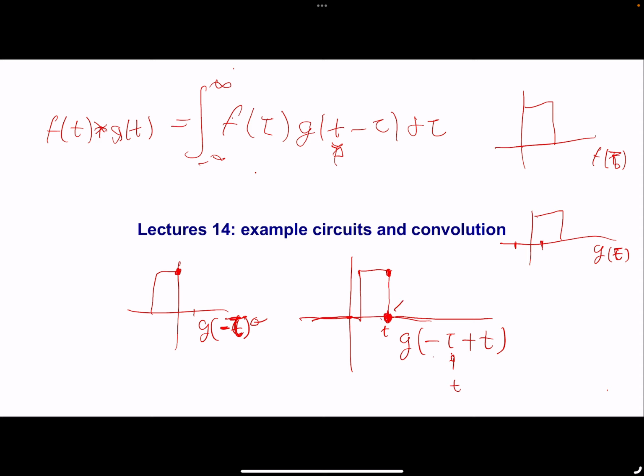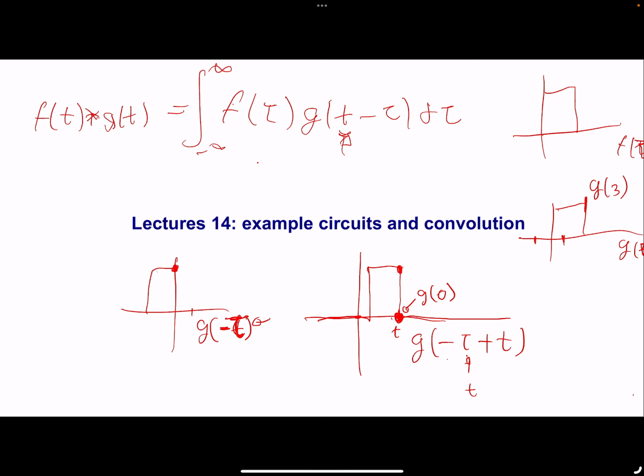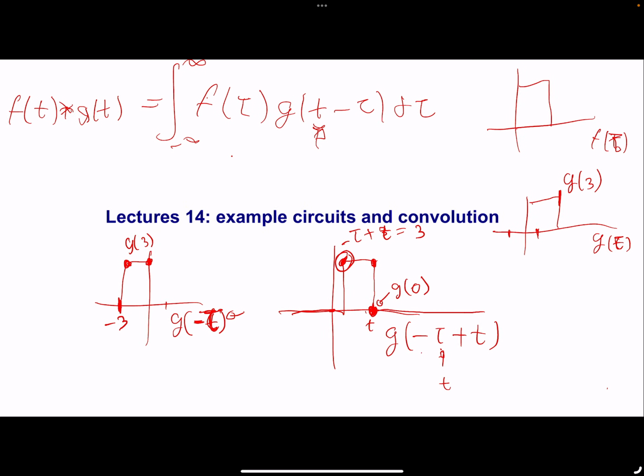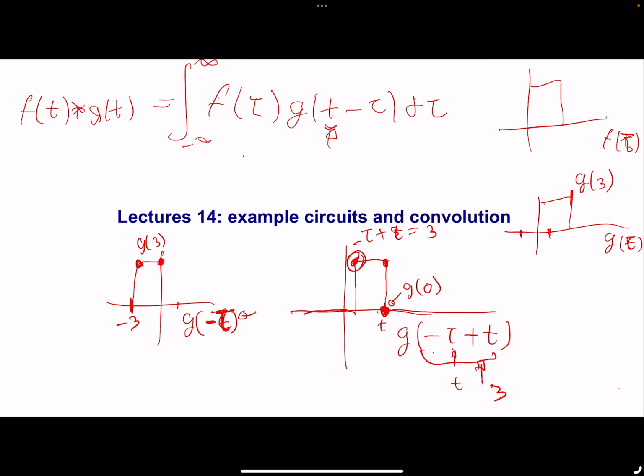So basically, this corresponds to g of 0. And let's say this is g of 3. Well, since this is g of negative tau, this corresponds to g of 3, and here would be -3. Now, here would be whenever negative tau plus t equals 3. That should occur here, because that's when the argument coming into g is 3. Yes? No?